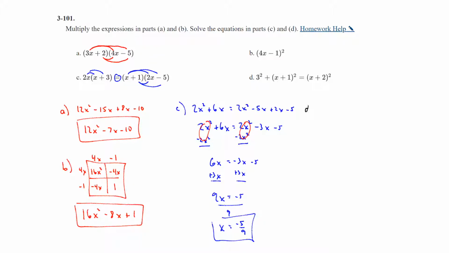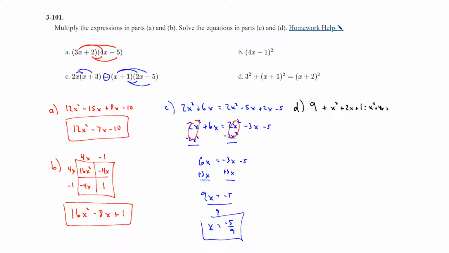Alright, and then on to D. So D, we have 3 squared, which is 9, plus x plus 1 squared. I'm not going to show my work on this one, but the answer for that would be x squared plus 2x plus 1 is equal to x plus 2 quantity squared. Once again, I won't show my work, but you can use the generic rectangle or the distributive property. That's x squared plus 4x plus 4.